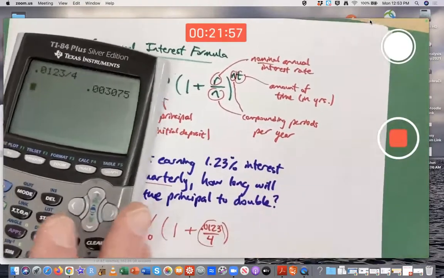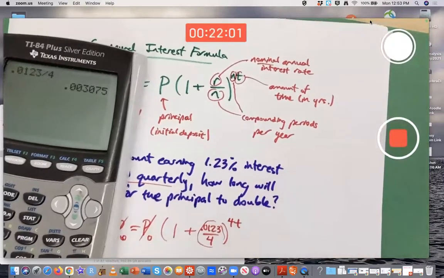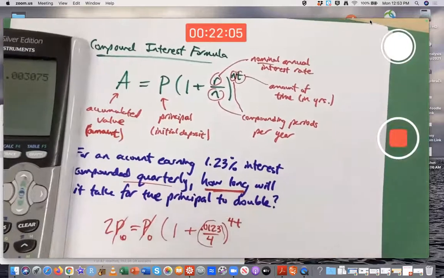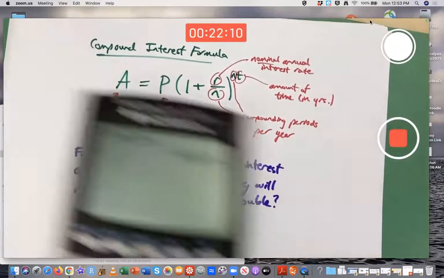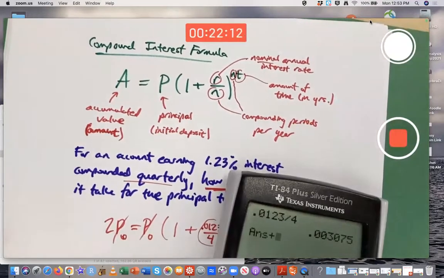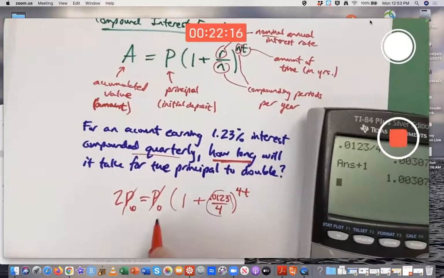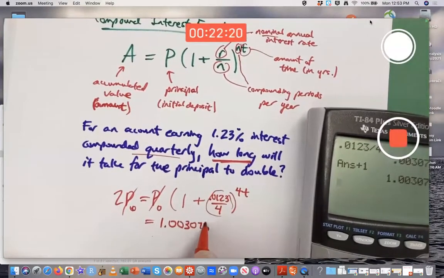We're going to raise this to the n times t power, where n is 4. T is unknown. T is the thing you need to solve for. How long will it take? The unknown is t. Let's add 1 to this to simplify it a little bit. So this becomes 1.003075 to the 4t power.